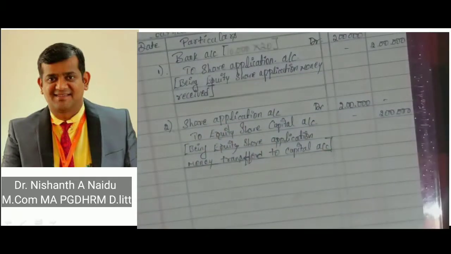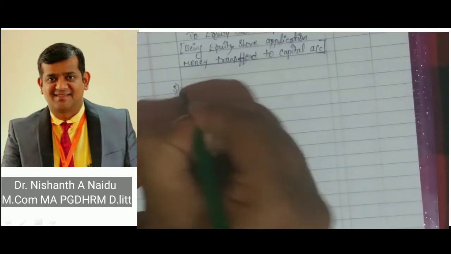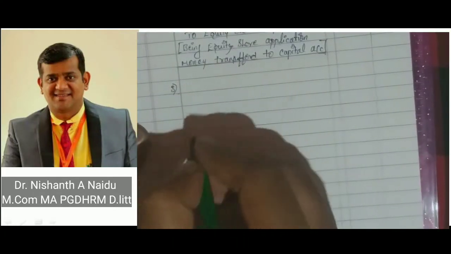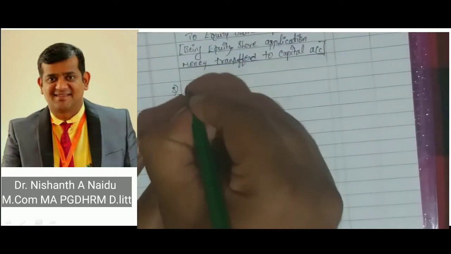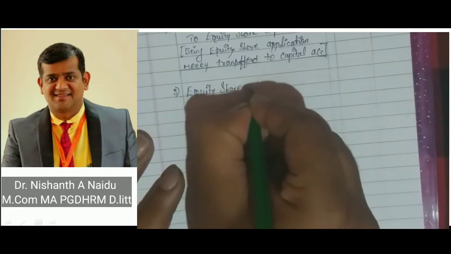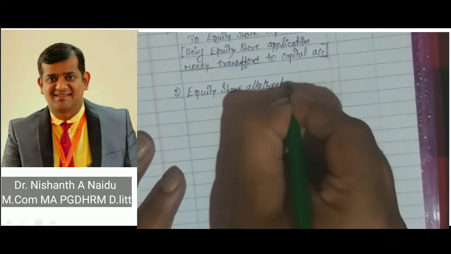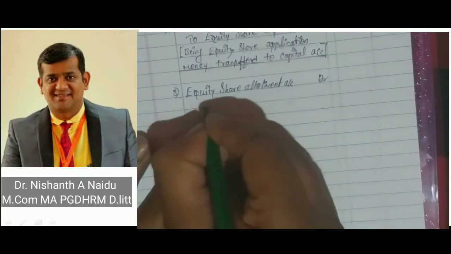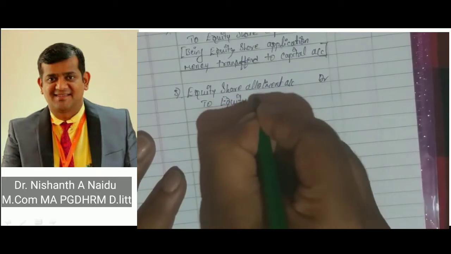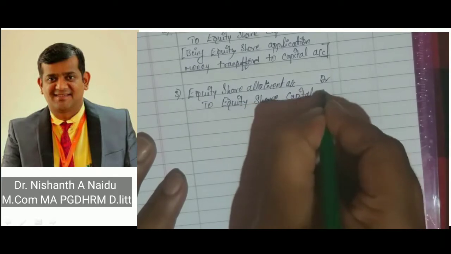So I am done with the second entry. So next I am moving on to the third entry. So what is the third entry? It is a due entry. Due entry of what? Allotment. Clear? So take down equity share allotment account debtor to equity share capital account.